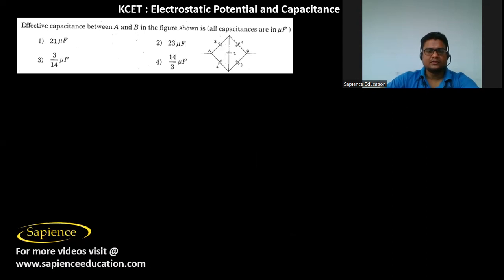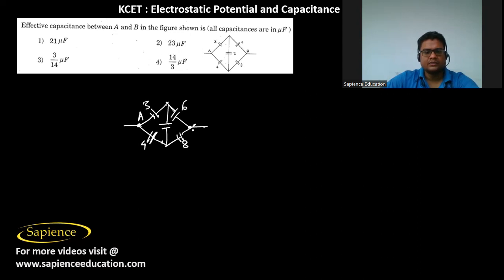Then here we are told to find the effective capacitance between A and B in the figure shown. So the net capacitance across A and B we have to find. Here it is actually forming a Wheatstone bridge, since we can see that 3 by 4 is equal to 6 by 8. So it is a Wheatstone bridge.